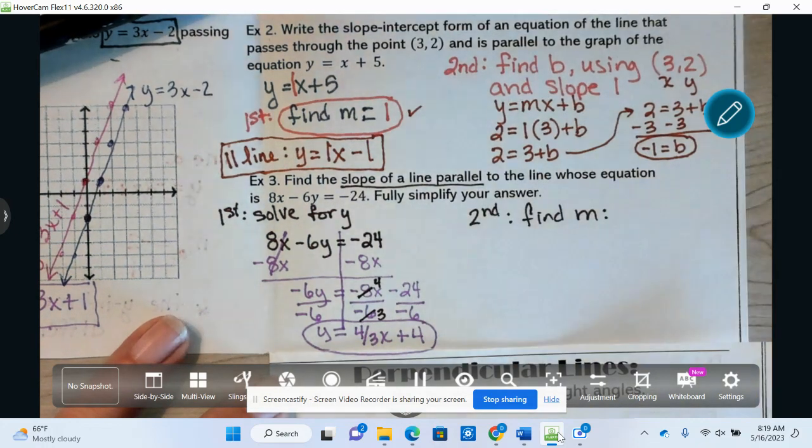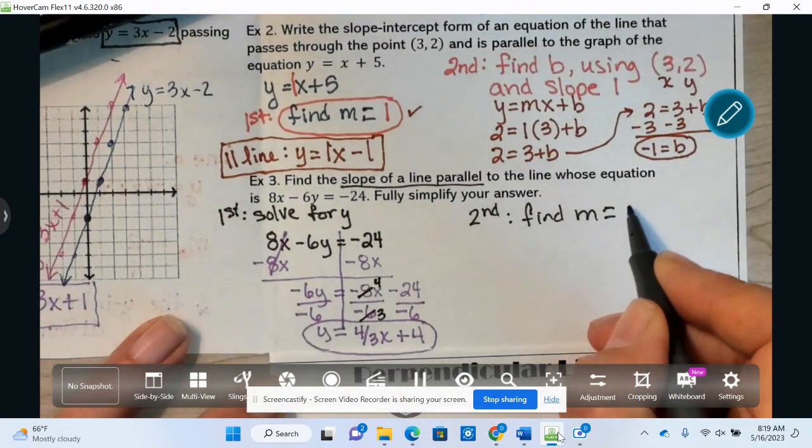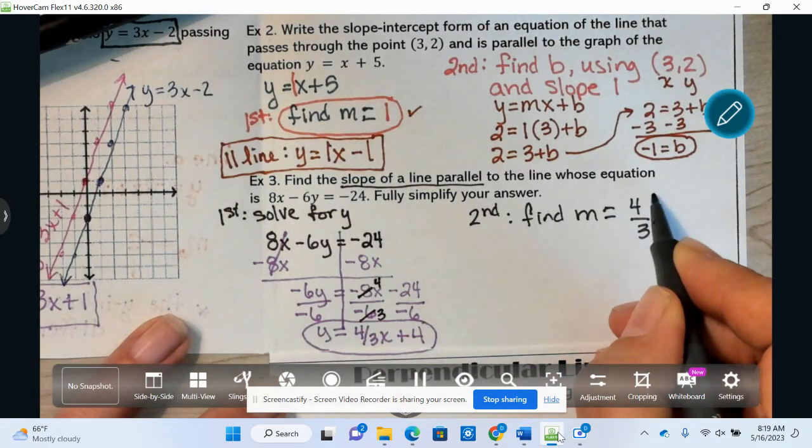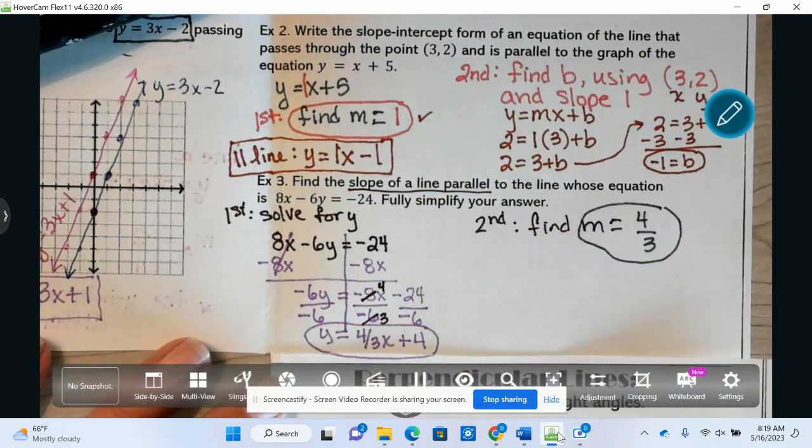What is my slope? It's 4 over 3. My slope is 4 over 3. And we're done. That's all we needed to do. Find the slope.